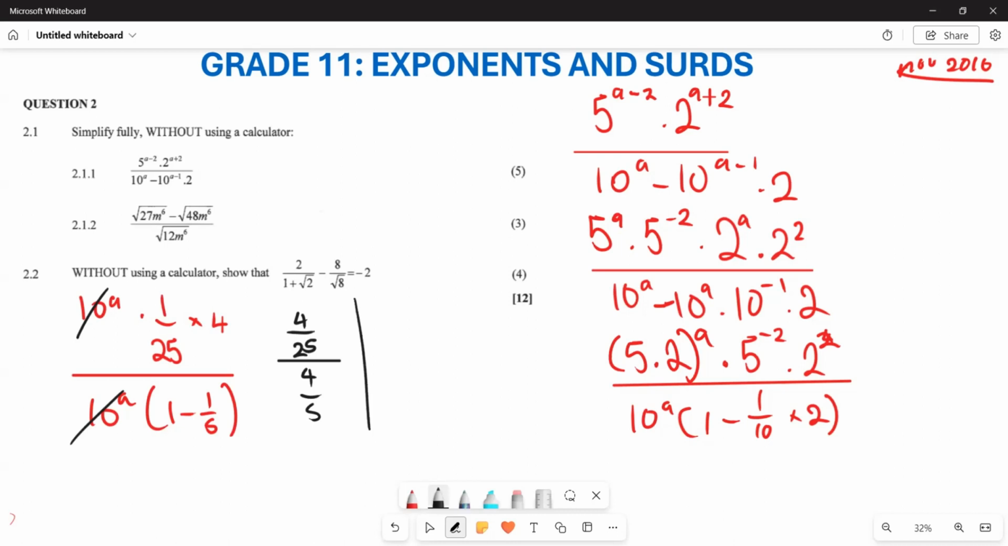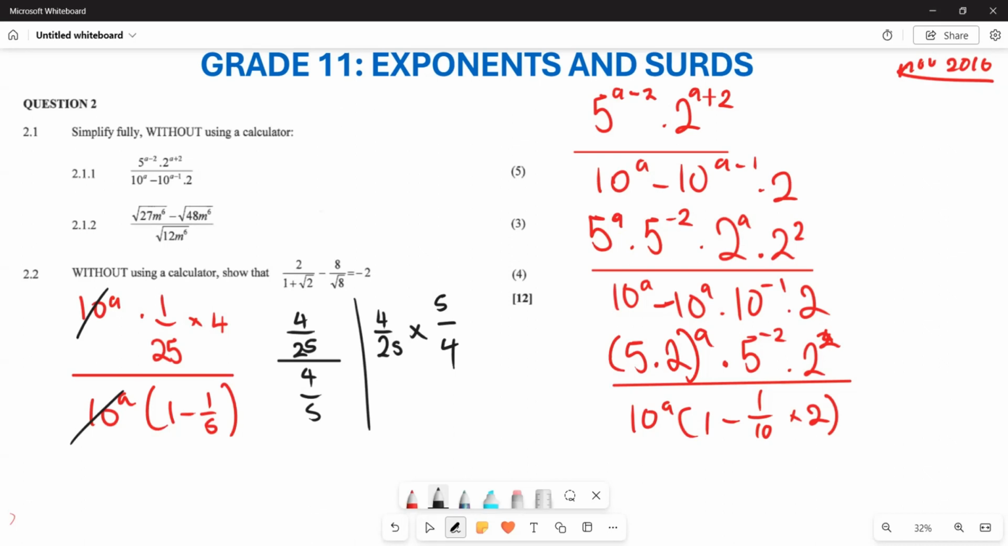Now, we want to change the division sign to a multiplication sign. So this is going to be 4 over 25, multiplied by 5 over 4. And when you multiply this by 5 over 4, what is it that you're going to have? Let's see.